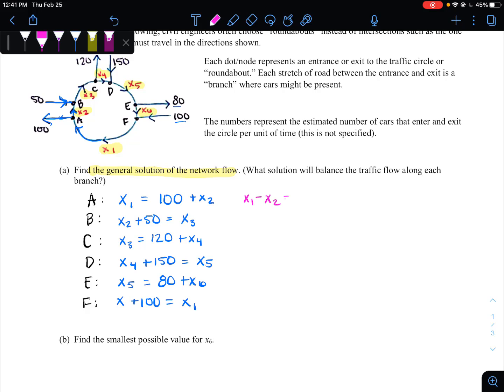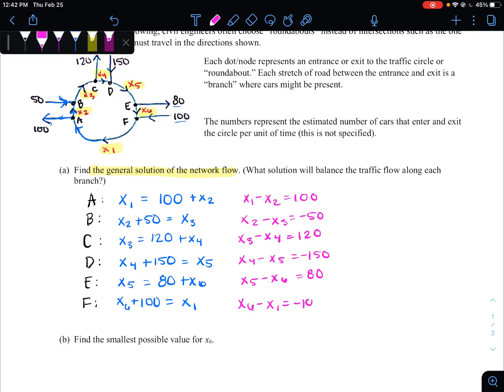x1 minus x2 equals 100. x2 minus x3 equals negative 50. x3 minus x4 equals 120. x4 minus x5 equals negative 150. x5 minus x6 equals 80. And, oh, I forgot my 6 on that last one. x6 minus x1 equals negative 100.